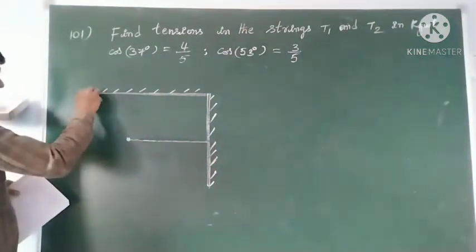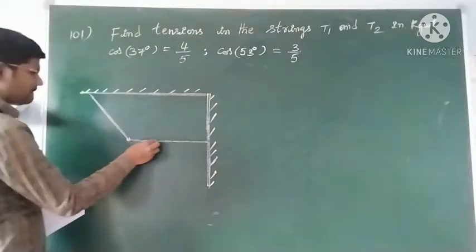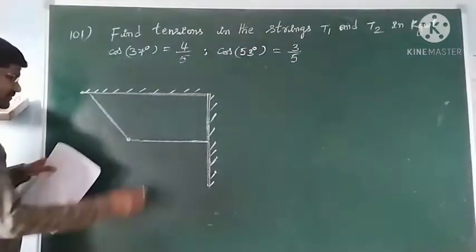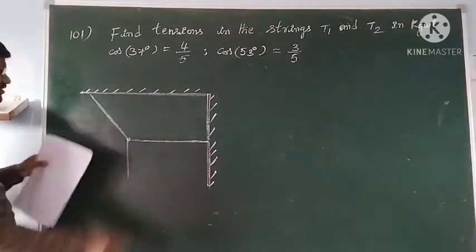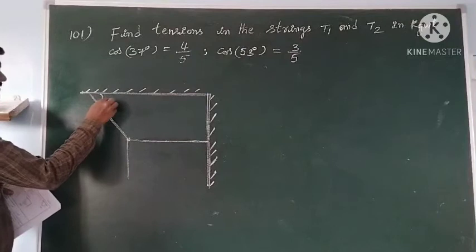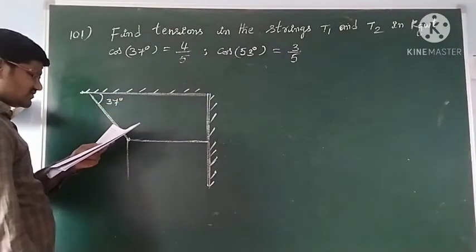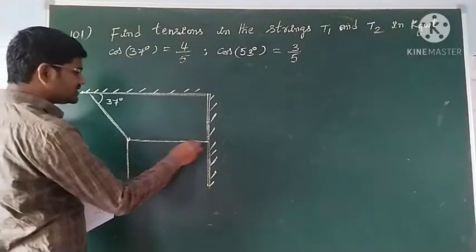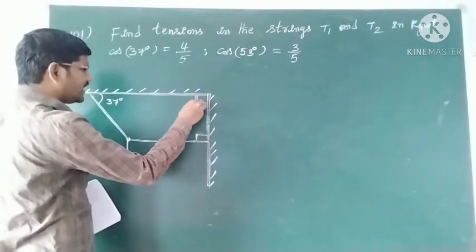And from here we connected another string. And from here we connected a weight. So this angle is 37 degrees, and this is given as 90 degrees, and this we also know is 90 degrees.